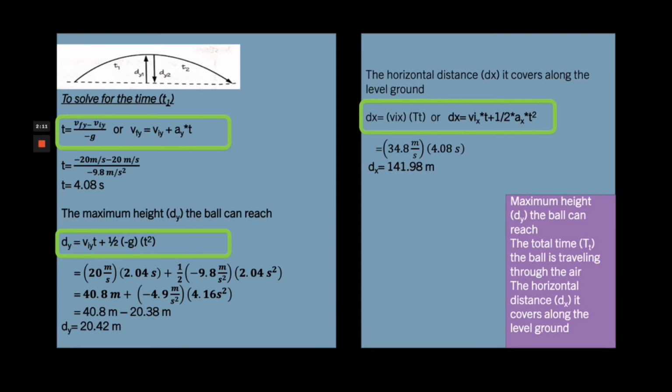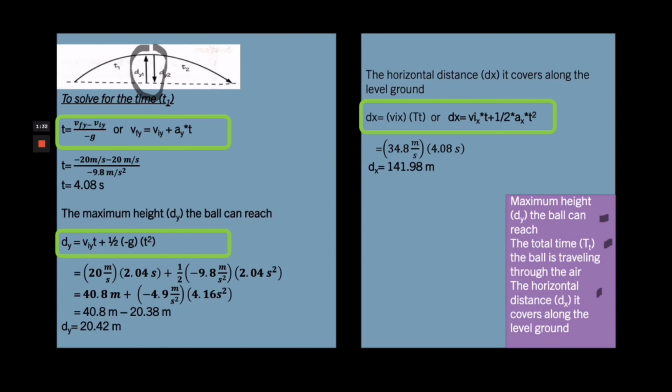Now that we know the value of our initial velocity for x component and initial velocity for y component, we are now ready to find the maximum height the ball can reach. We will also be looking for the total time and the horizontal distance it covers along the level ground. Now for the maximum height dy, so this is actually our dy here, we will be looking for the maximum height.